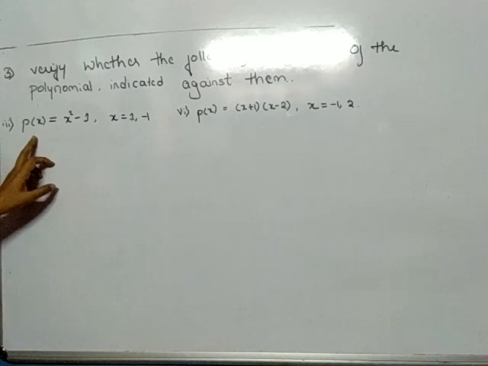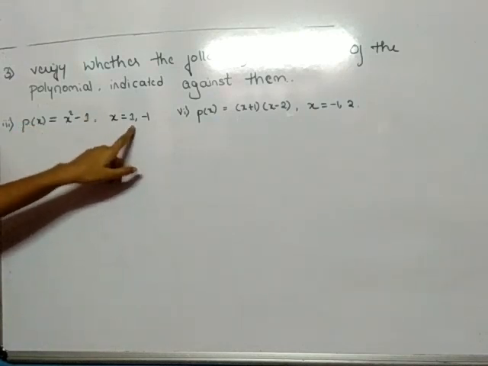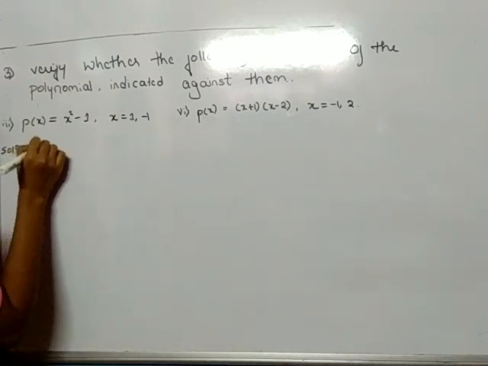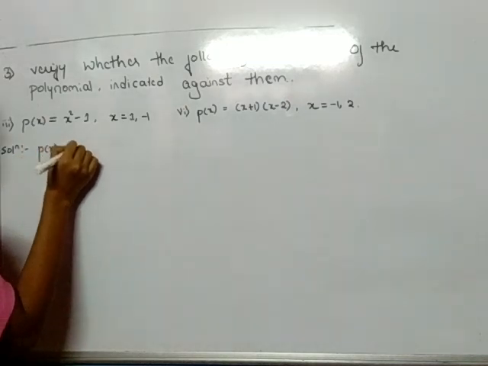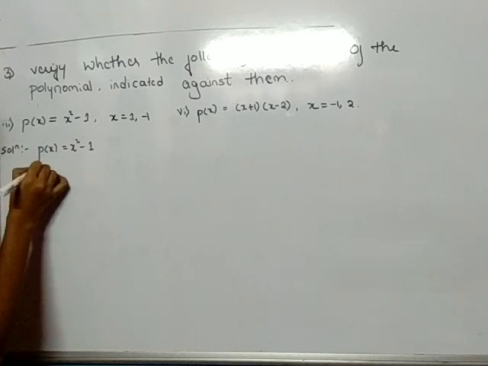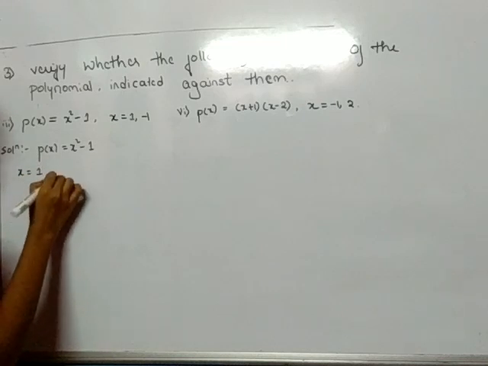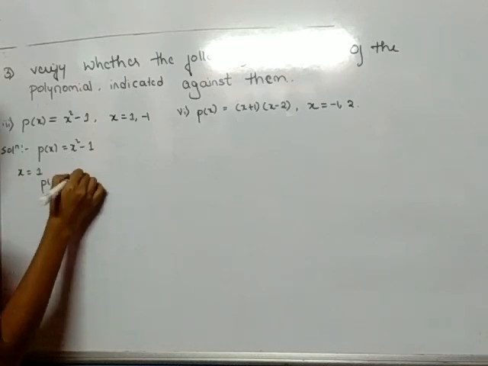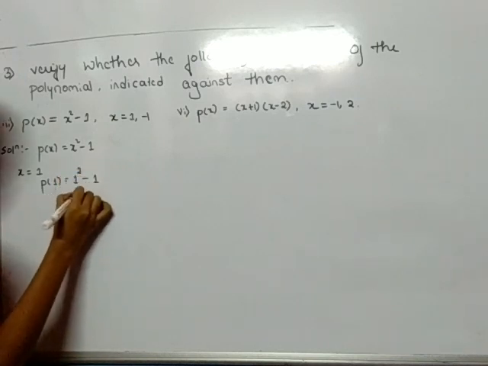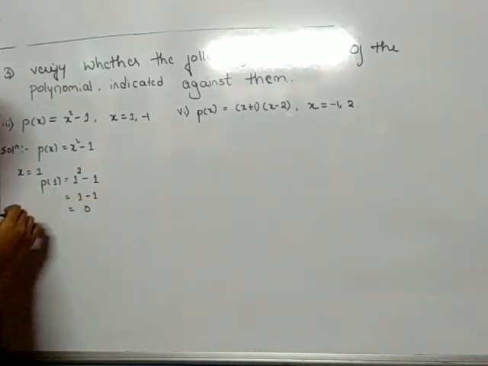Right? They have given the polynomial and 2 x values. We need to substitute them separately and we'll check. Solution: P of x is equals to x square minus 1. Right? One by one we'll check. So x equals to 1. We'll get P of 1 is equals to, in place of x, 1 square minus 1, is equals to 1 minus 1. Right? So we are getting here 0. So we'll write here.